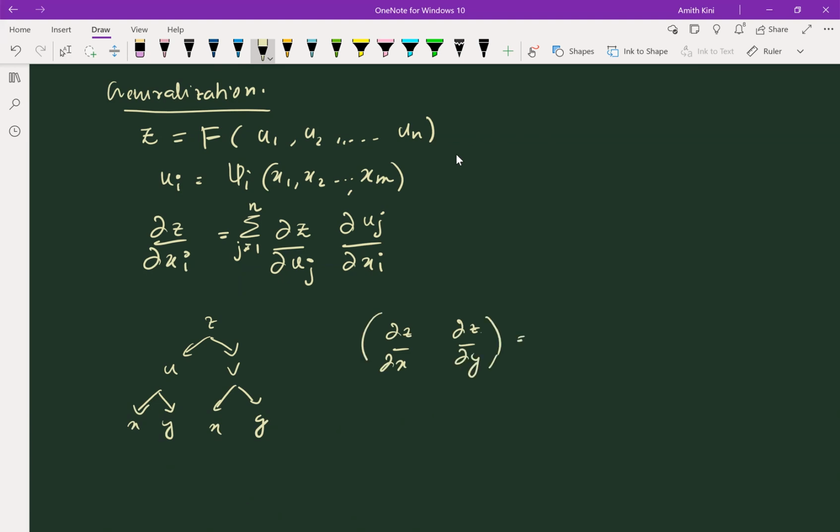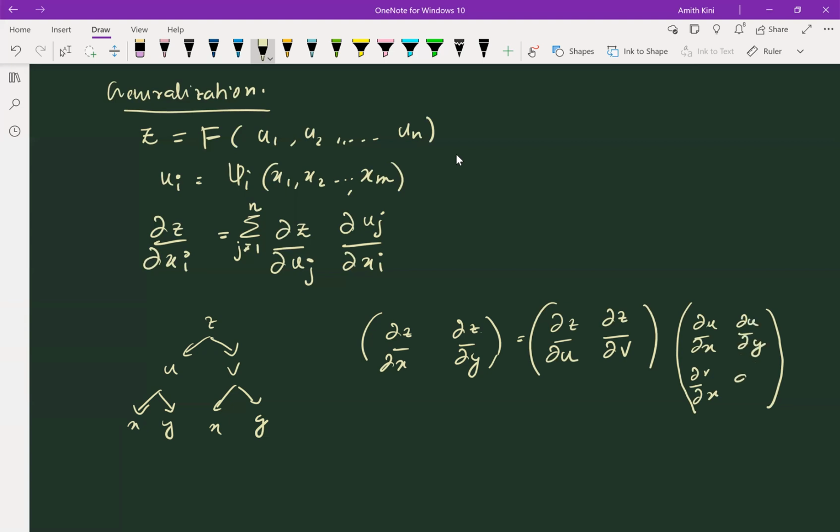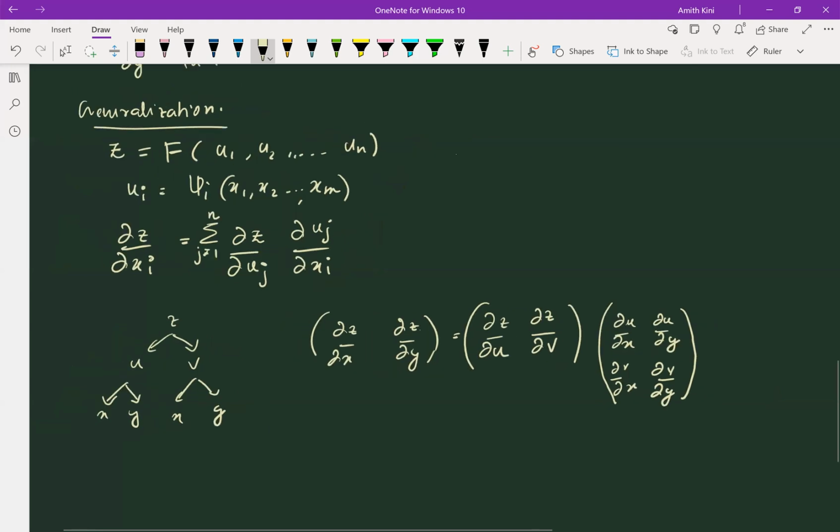So if I write this as a row matrix, I can write the result as: del z by del u, del z by del v, times a matrix with del u by del x, del v by del x in one row and del u by del y, del v by del y in the other. Will this work out? Check, please.